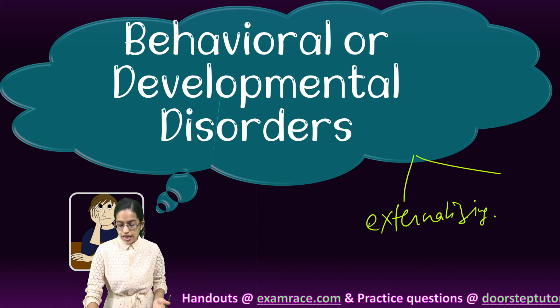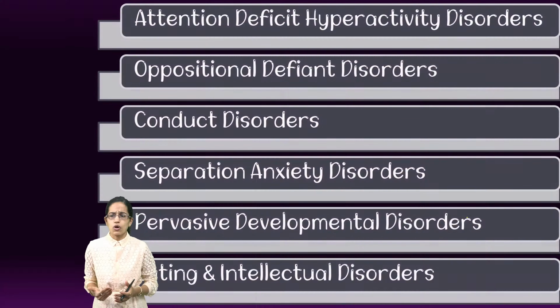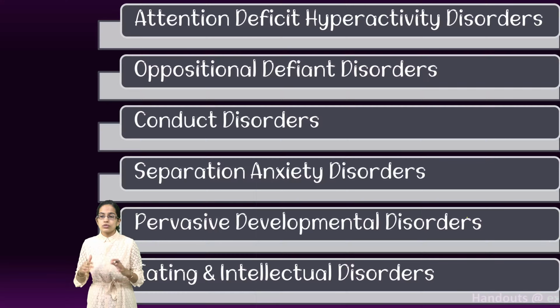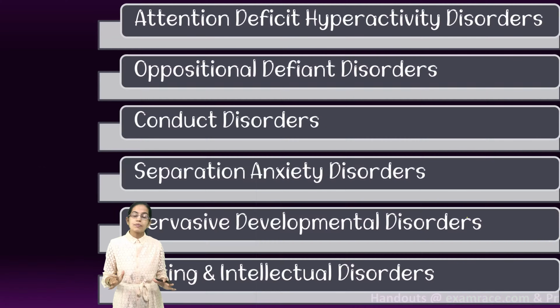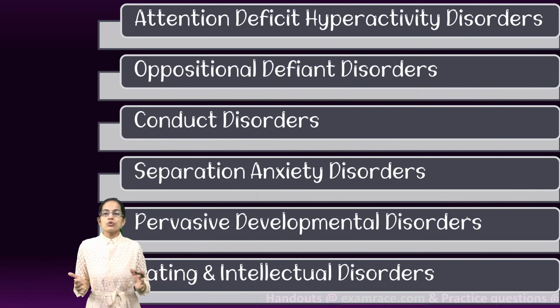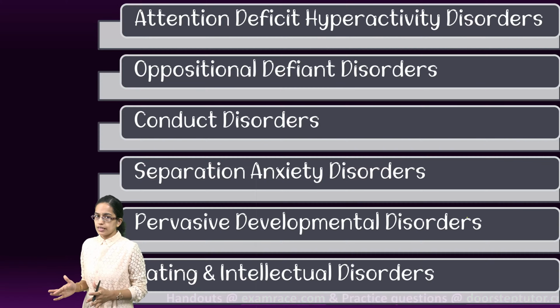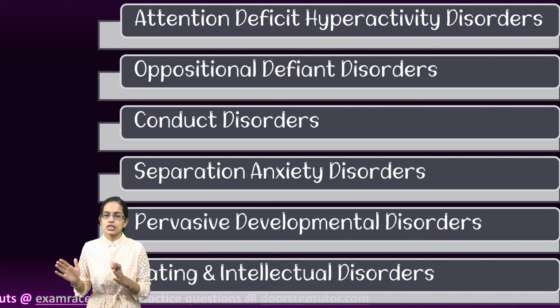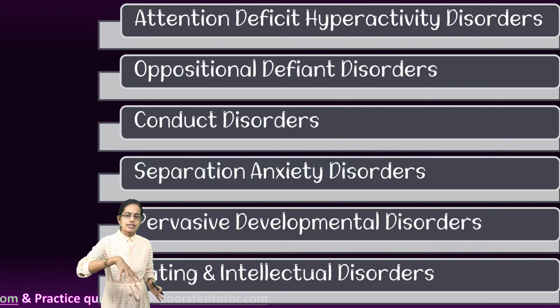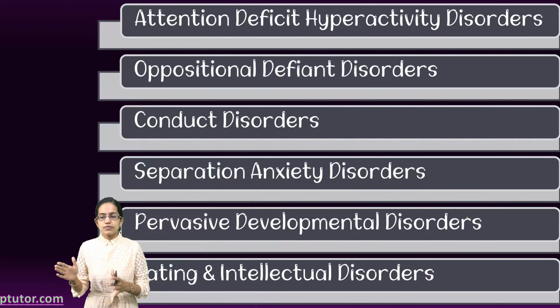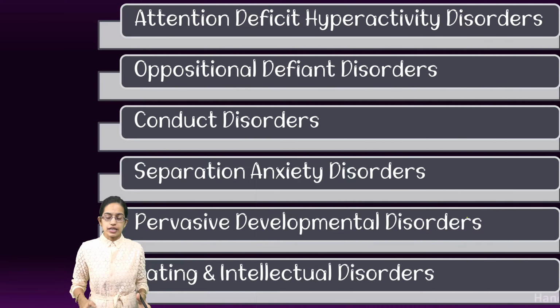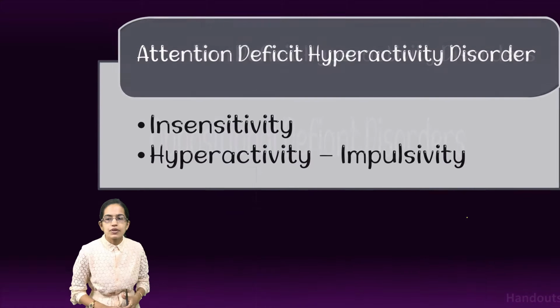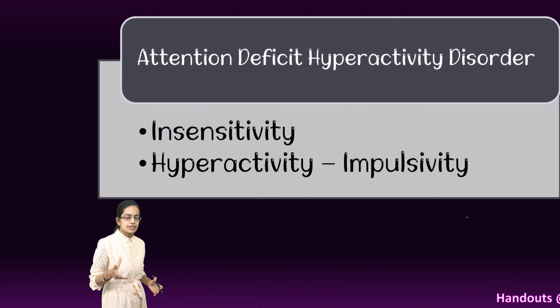The behavioral and developmental disorders are very common. We can classify those under 6 basic categories: attention deficit hyperactivity disorder, oppositional defiant disorders, conduct disorders, separation anxiety, pervasive developmental disorders, and eating disorders or intellectual disabilities. To begin with, the attention deficit hyperactivity disorder.